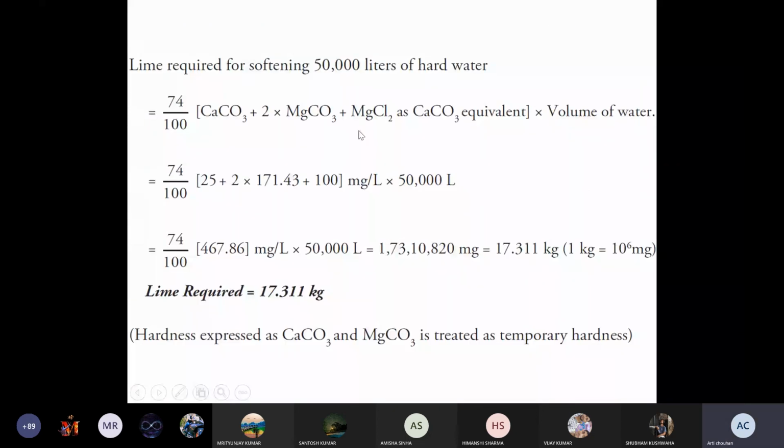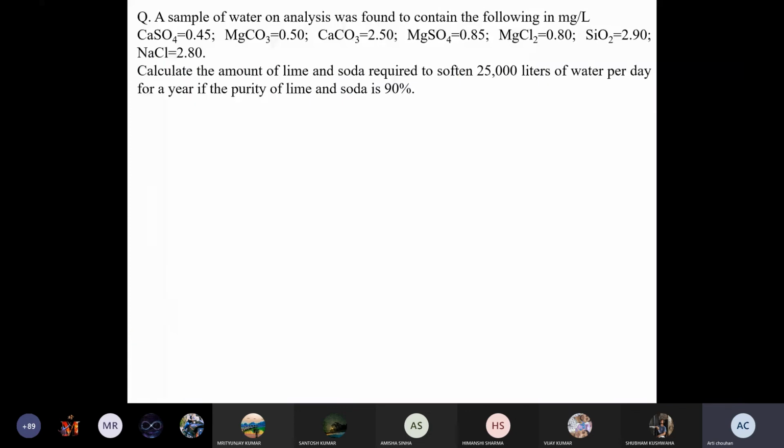Okay, second problem, or second numerical. Let's read the statement. A sample of water on analysis was found to contain the following in milligram. Now milligram per liter is also 1 ppm, so both are the same thing. The water sample is having calcium sulfate, magnesium carbonate, magnesium sulfate, magnesium chloride, silica, and NaCl.